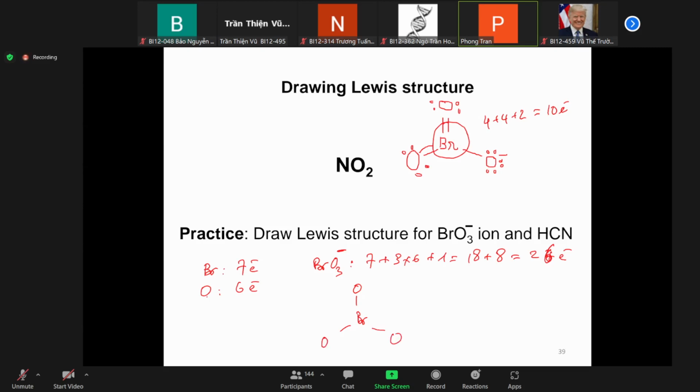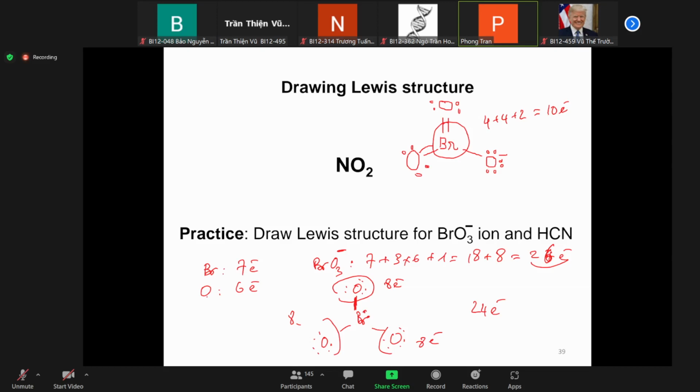Okay, so you have oxygen, okay? Now if you put the 2 electrons here, you have 8 electrons here, 8 electrons here, 8 electrons here. Okay, and in total you have already 24 electrons. Because you need 26, you put 2 electrons here.